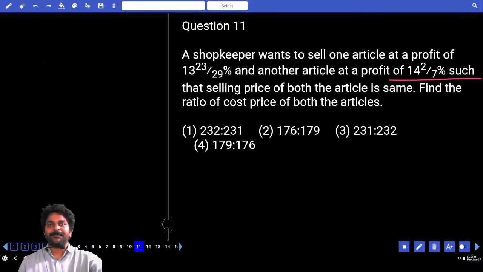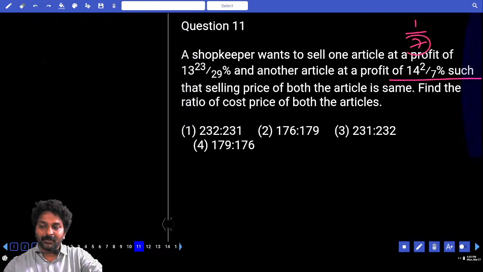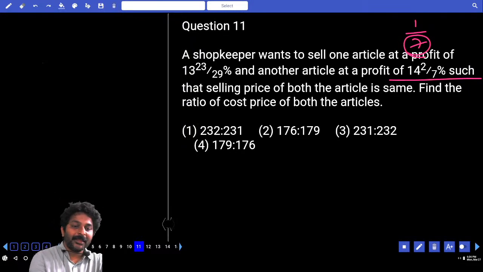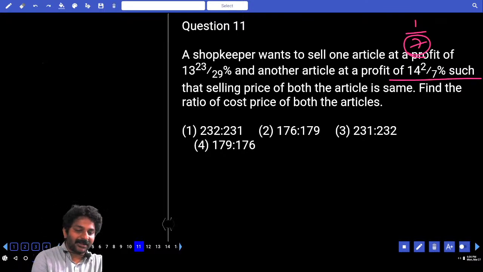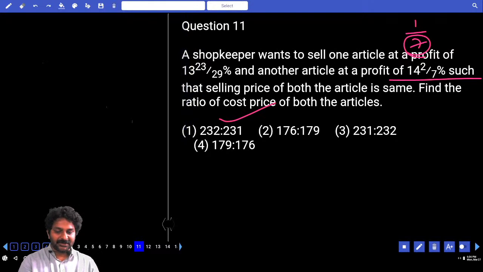And on second item there is a profit of 14 2 by 7. 14 2 by 7 immediate ga 1 by 7. What is total? 7. How much is profit? 1. At what price you need to sell? 8 upon 7 on the second item Y. Both the selling prices are equal. That's what they said. And the cost price of both articles x by y is equal to 29 into 8 by 33 into 7. No more common factors. Numerator must end with 2. Denominator must end with 1. There is only one. First option final.